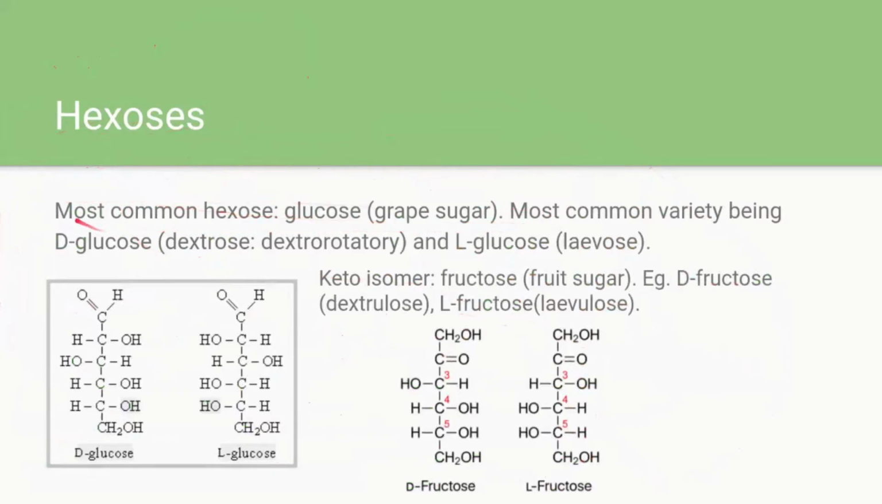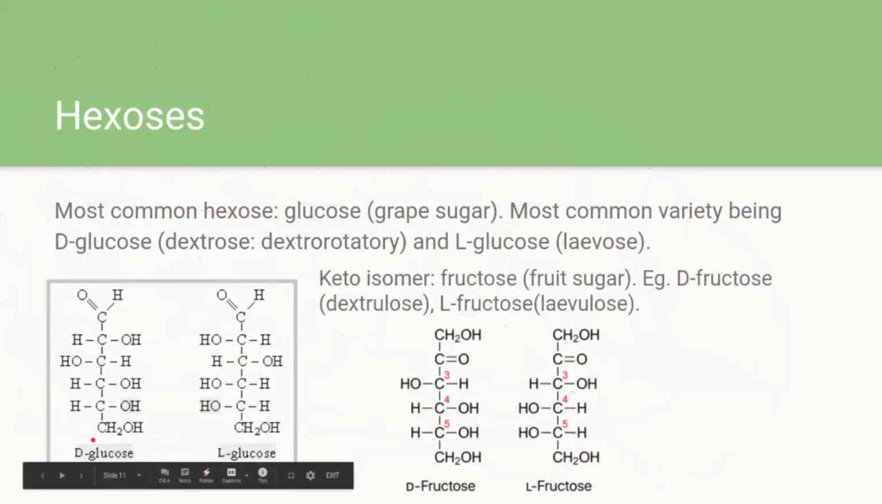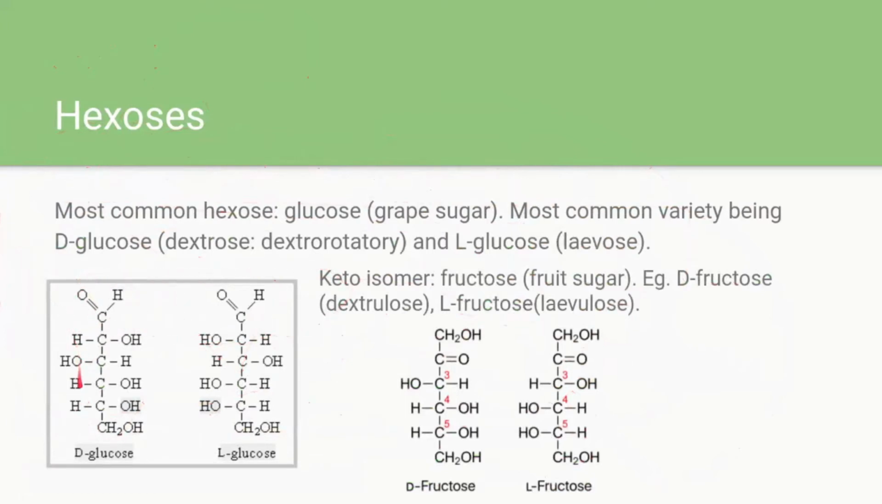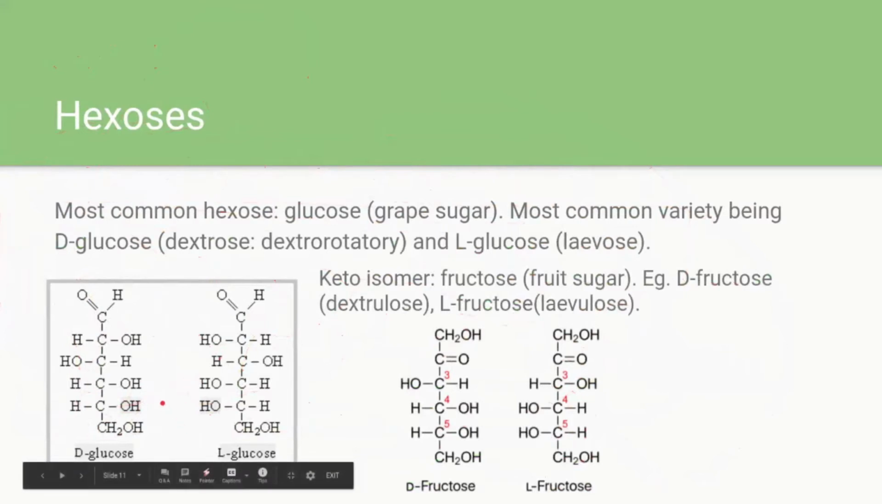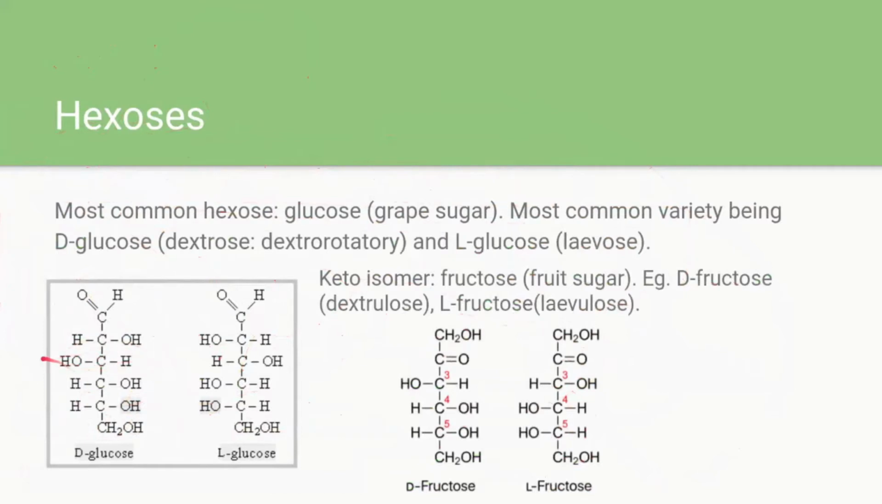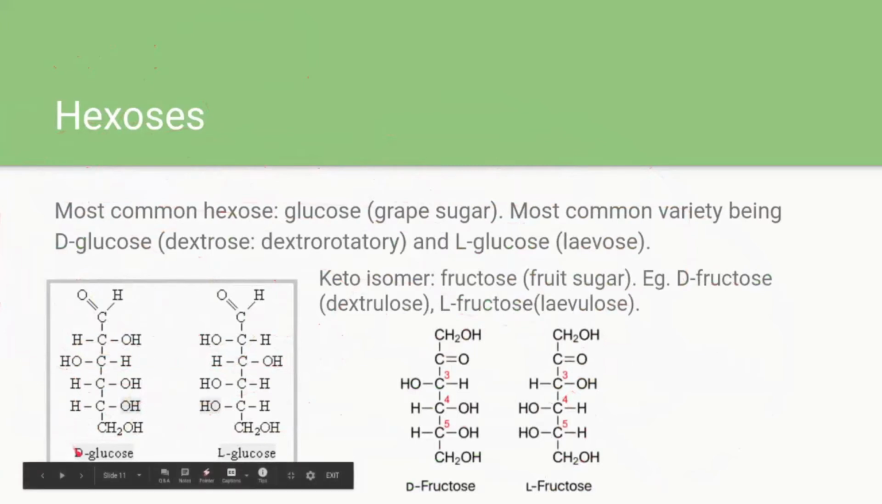The most basic hexoses would be D-glucose, L-glucose. So they are glucose. They have the aldehyde functional group, and they have a different optical property because of the configuration of the third atom. Because of the difference in their position, they have different rotating properties. This is the dextro version, dextrorotatory, and this is the L, levorotatory.